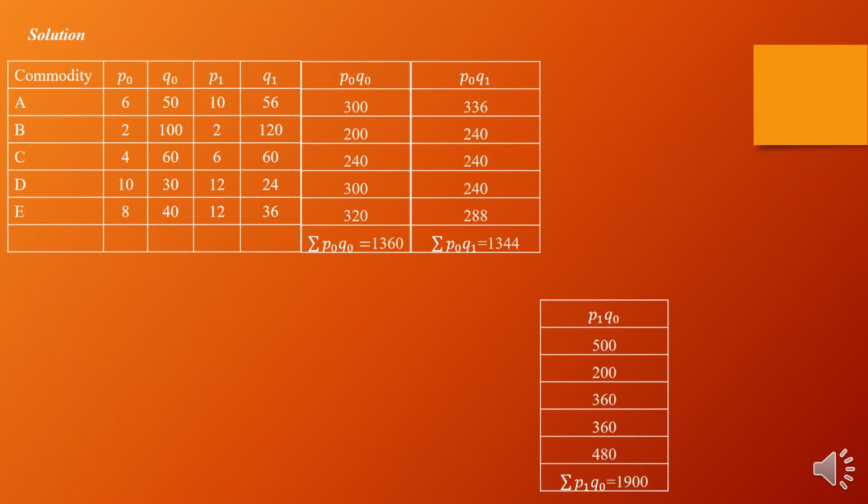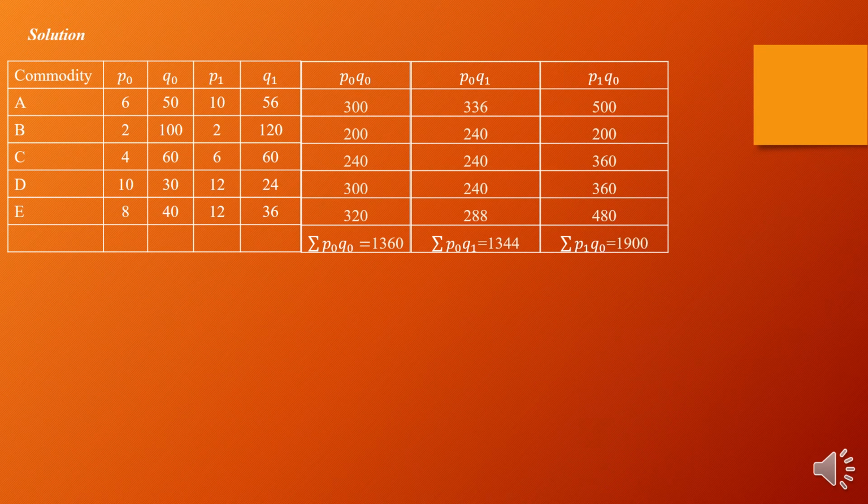288. Then in the next column we'll calculate P1 into Q0. So here P1 is the current price into the base quantity. So here base quantity is 50, 50 into 10, so 500, 100 into 2, 200, 6 into 60, 360, 12 into 30, 360, and 40 into 12, 408.